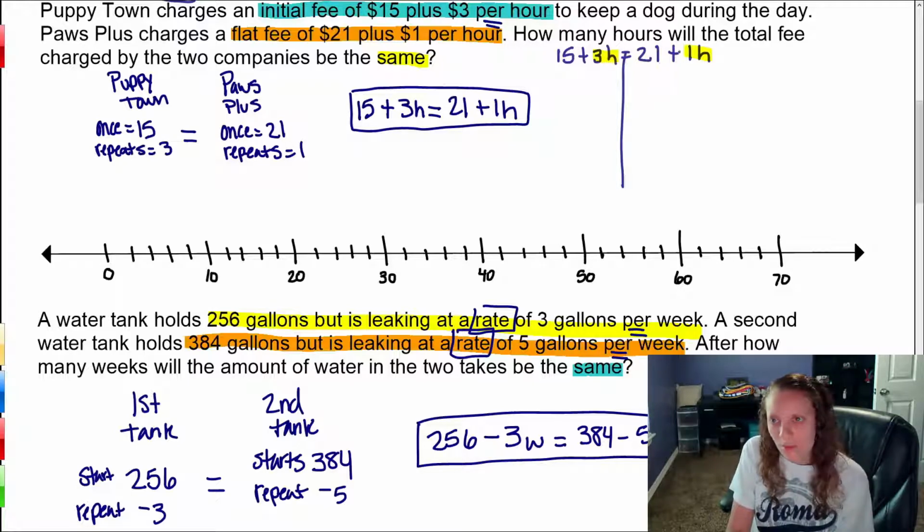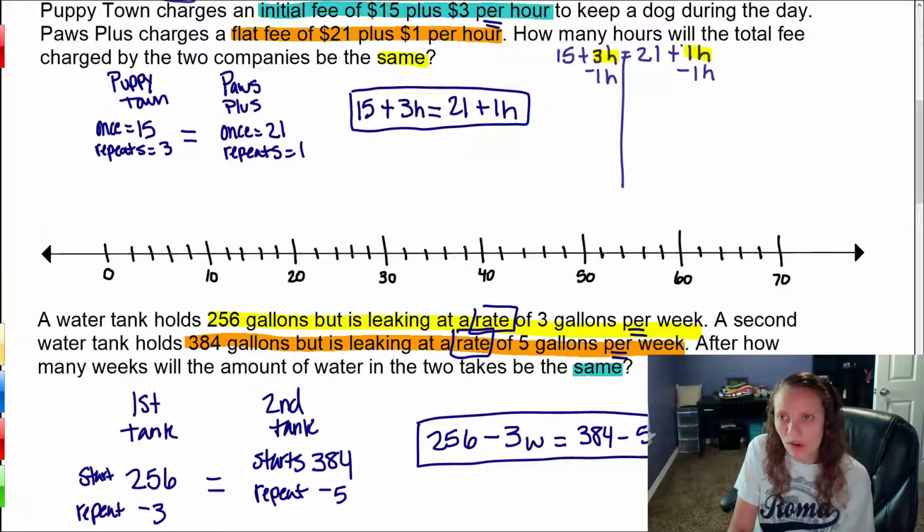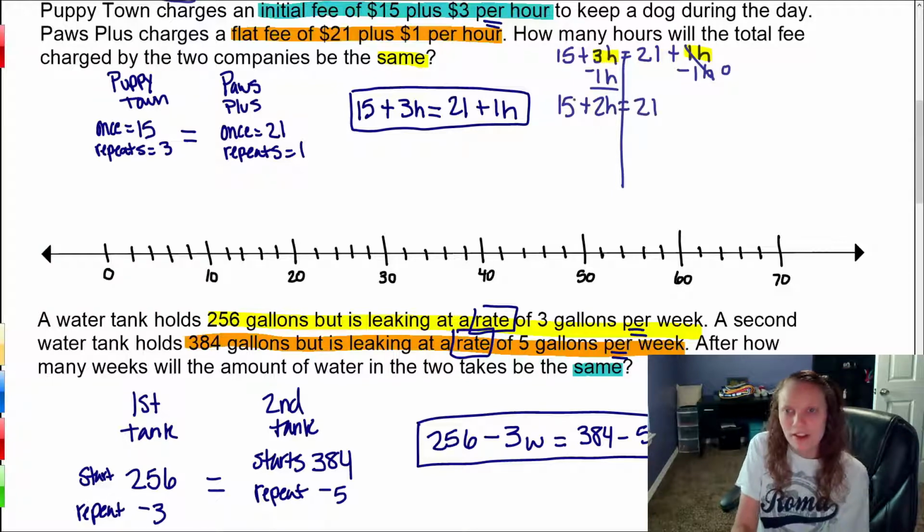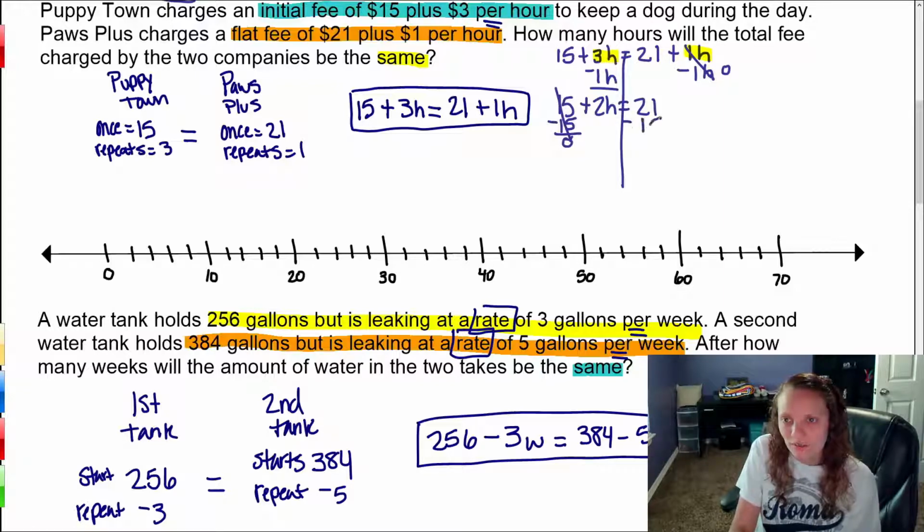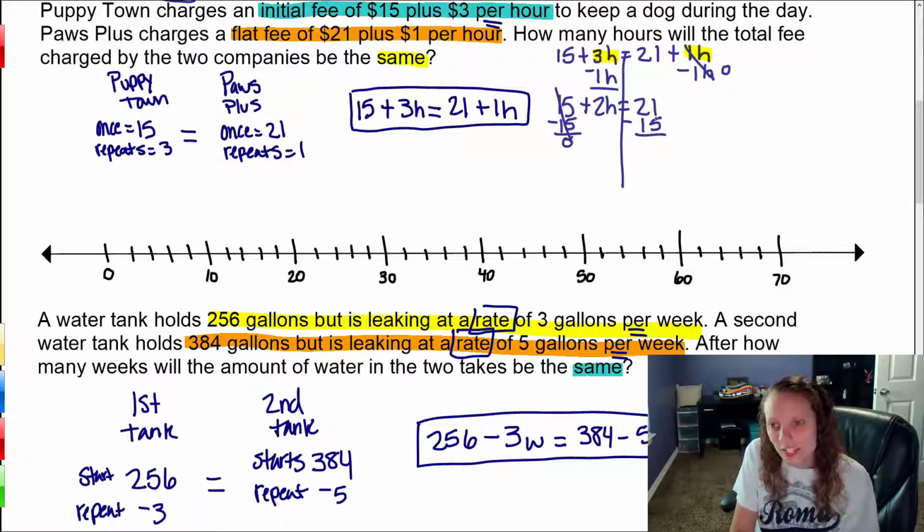Now I'm noticing positive 1h. I want to go ahead and subtract 1h from this side, and we have to keep it the same and do it to the other side as well. 1 minus 1 cancels out to 0. 3 minus 1 is 2h, and then we still have the plus 15 equals 21. Now we want to get rid of this positive 15, and to get rid of that, we're going to subtract 15 from both sides, and that cancels out to 0. 21 minus 15 is 6.